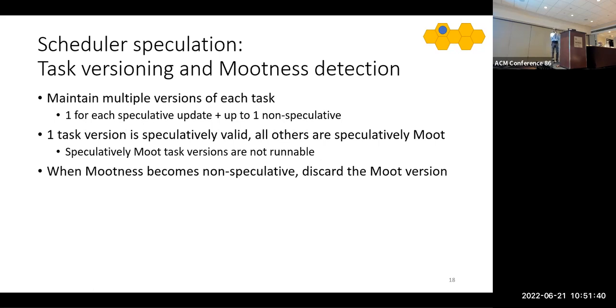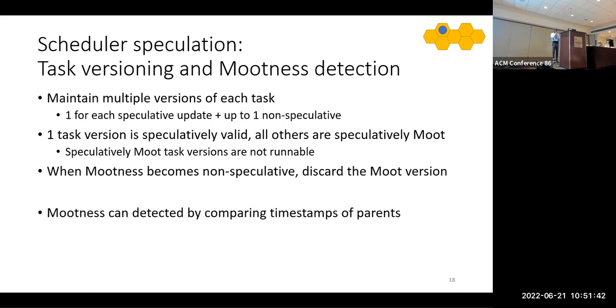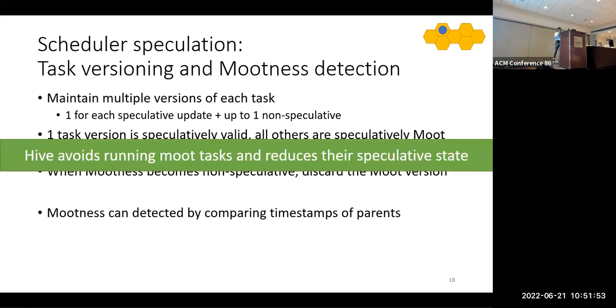In addition to versioning, our conflict detection, or mootness detection, is quite simple. We simply compare the timestamps of the tasks which created each version in order to determine which one is most recent and not speculatively moot. By marking task versions as speculatively moot, Hive is able to avoid running moot tasks and avoid creating expensive read sets, saving on speculative state.